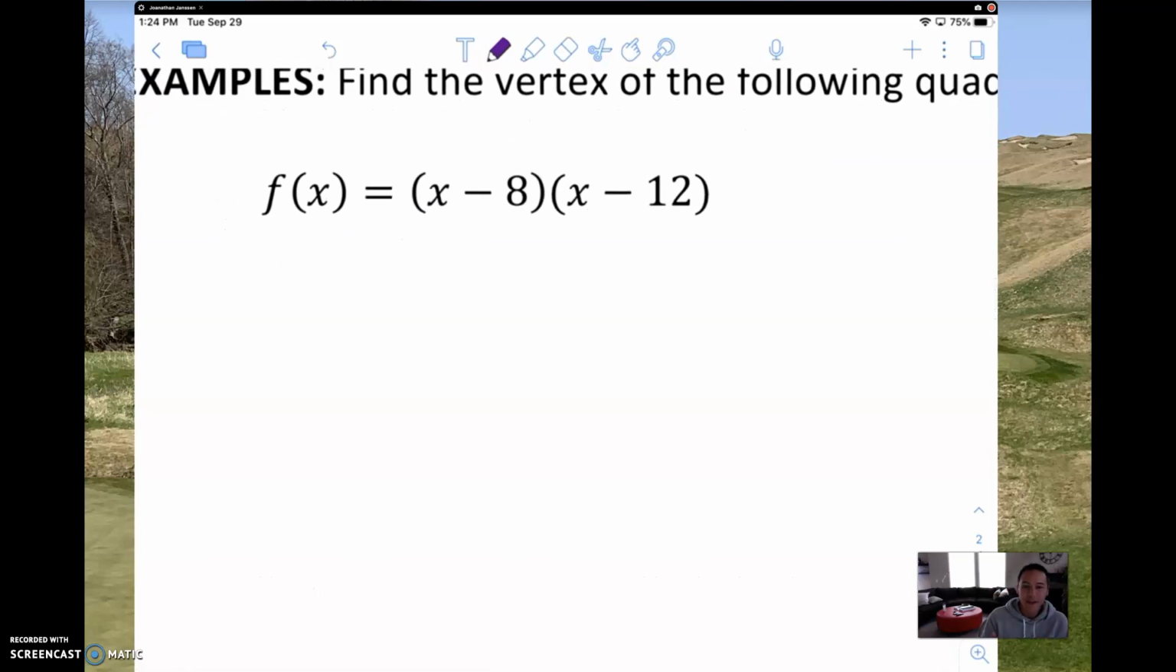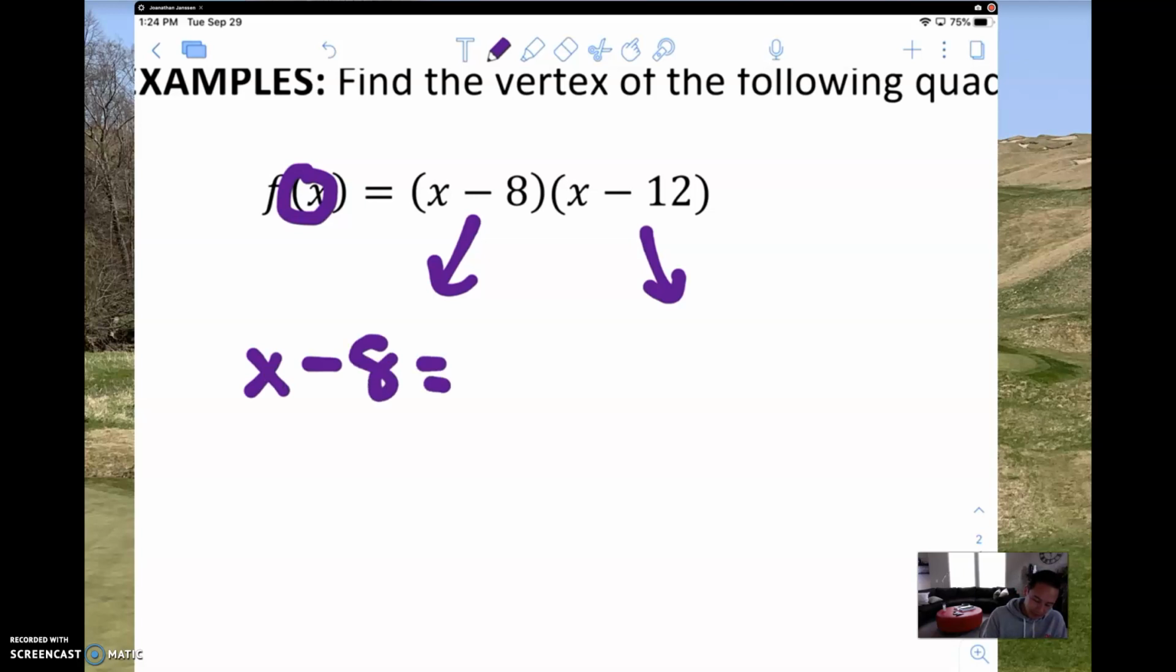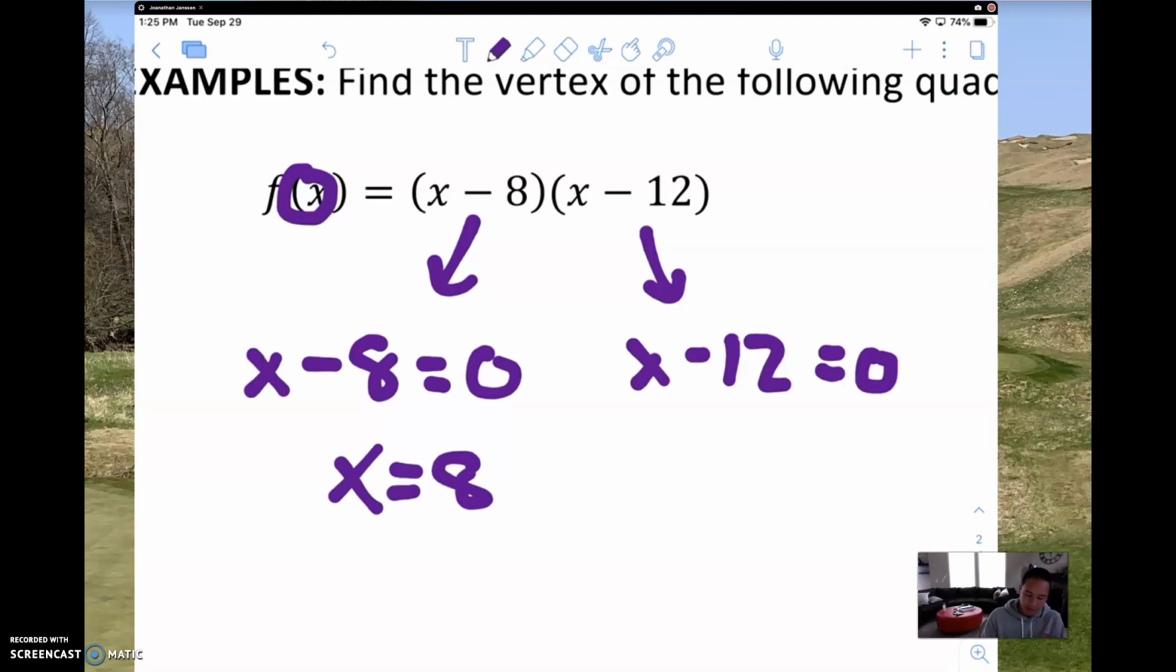We're going to start by finding the x-intercepts. So we're going to replace y with 0. Eventually, you're not going to need to show your work for these, but I will for now. x minus 8 is equal to 0, and x minus 12 is equal to 0. To solve for x, just add 8 to both sides, and we get an x-intercept of 8. And over here, we get an x-intercept of 12, because we added 12 to both sides.